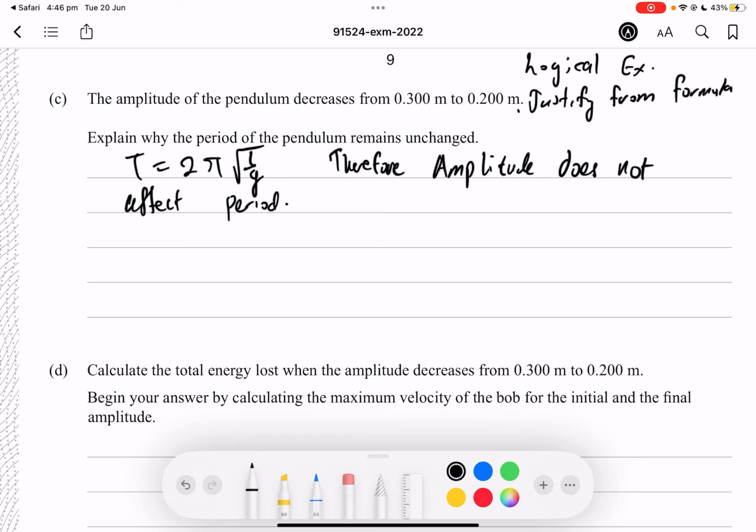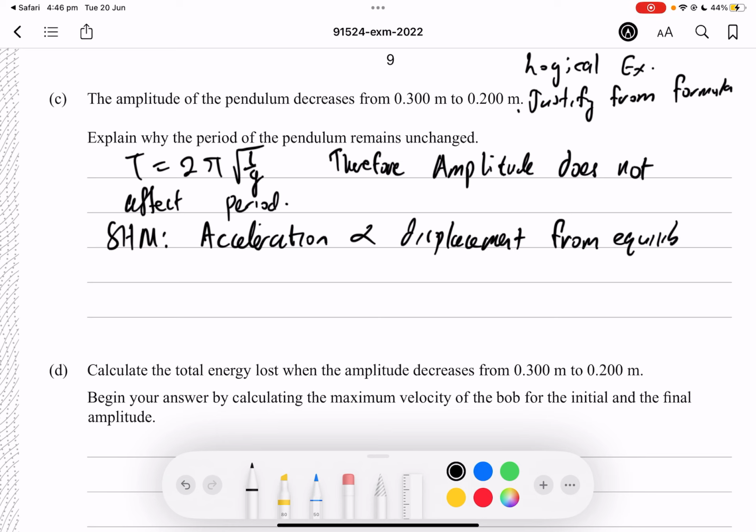Okay, so for a more holistic understanding, in terms of the physics principles behind it, we know that for simple harmonic motion, the acceleration is proportional to the displacement from the equilibrium position and in the opposite direction. When I say opposite direction, I mean towards the equilibrium.